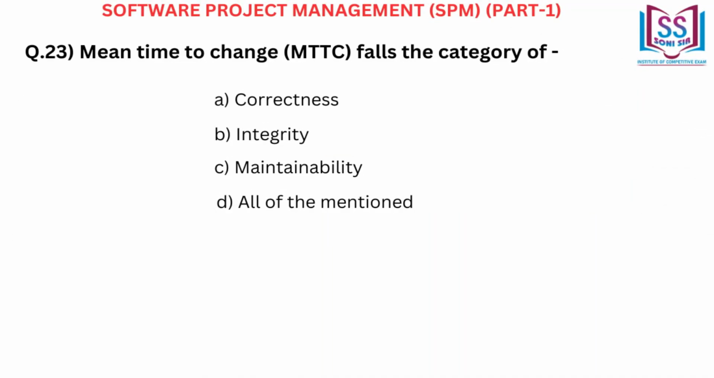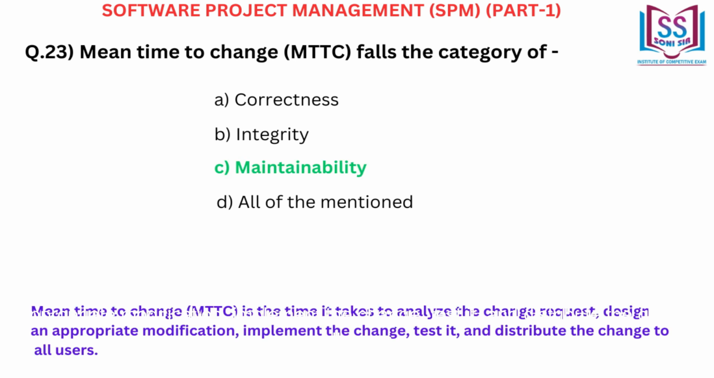Mean time to change (MTTC) falls in the category of A. Correctness, B. Integrity, C. Maintainability, D. All of the mentioned. Correct answer C. Maintainability. Mean time to change (MTTC) is the time it takes to analyze the change request, design an appropriate modification, implement the change, test it, and distribute the change to all users.